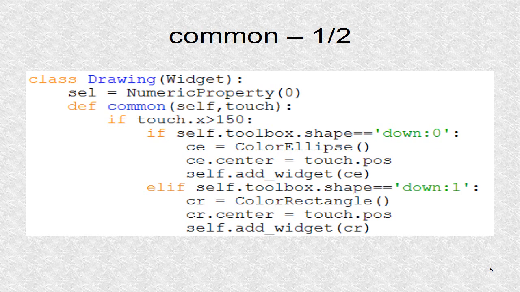It's easy if a user has selected one of the first 2 shapes. The drawing class then adds the corresponding widget with the addWidget function. The common function receives the touch argument, so it knows where to place the widget.